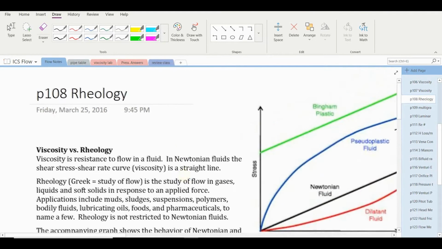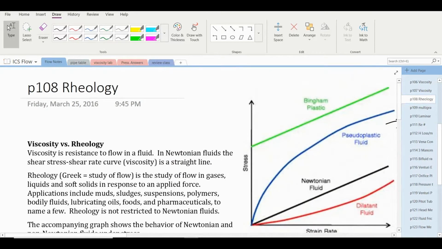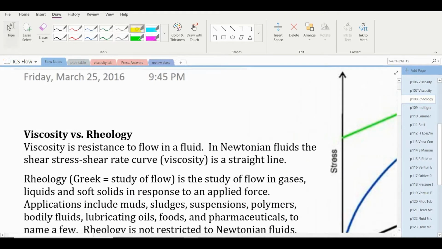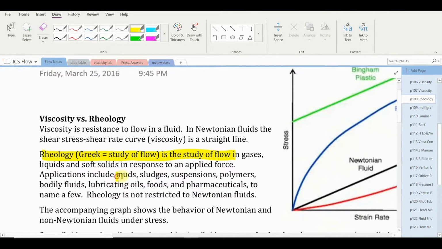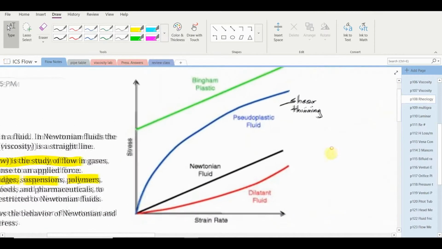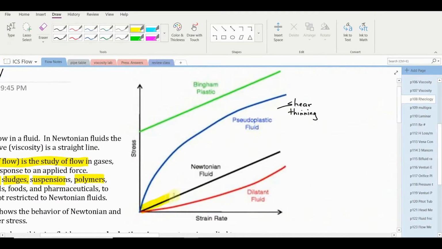Take a look on page 108. Rheology is the study of flow, and it's bigger than viscosity. Viscosity is one aspect of rheology. It applies to many types of fluids, including muds and sludges and suspensions and polymers, etc. Take a look at the graph on the right. Here we have a Newtonian fluid whose strain rate, or shear rate, increases proportional to stress.